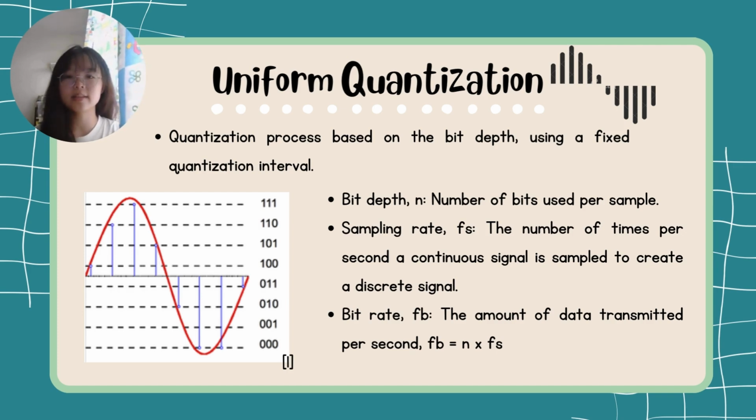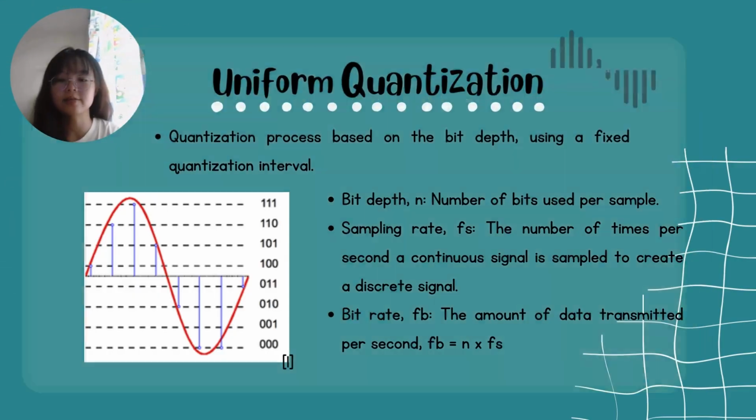For uniform quantization, it is a quantization process based on the bit depth using a fixed quantization interval. Bit depth, represented by n, is the number of bits used per sample. In this case, there are 3 bits used per sample. Sampling rate, represented by Fs, is the number of times per second a continuous signal is sampled to create a discrete signal. Bit rate, represented by Fb, is the number of data transmitted per second. Bit rate is affected by bit depth and sampling rate.